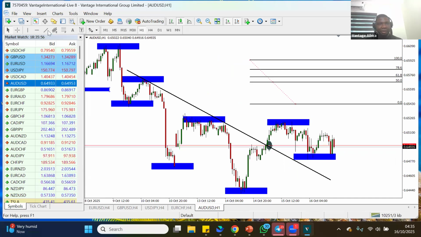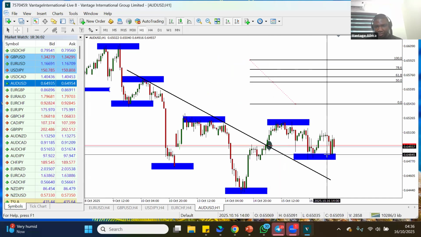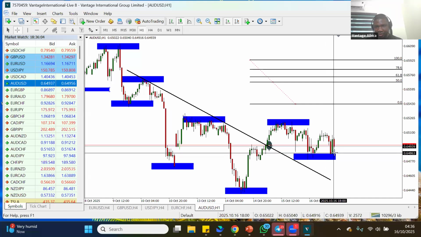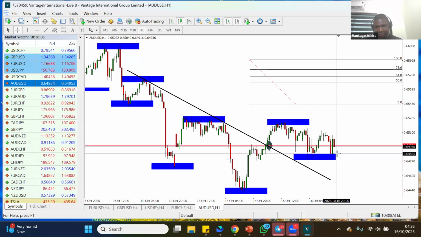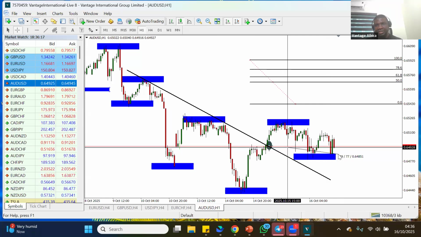Let's say I'm expecting the market to sell down to this point, this point where my cursor is now. From this to this point, that is literally how many pips? That is literally 7 pips. Now, this trade is a low reward trade. The potential profit on this trade is low.